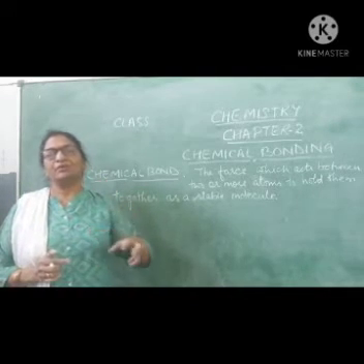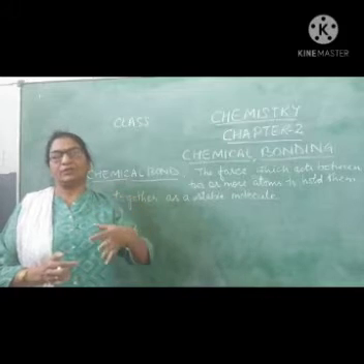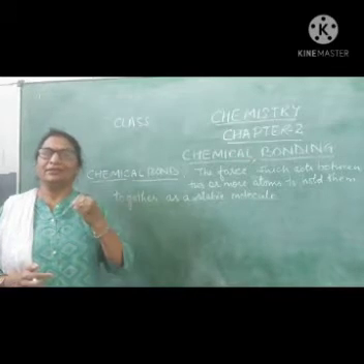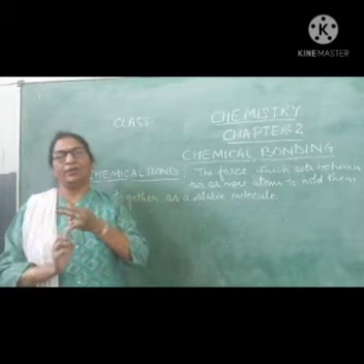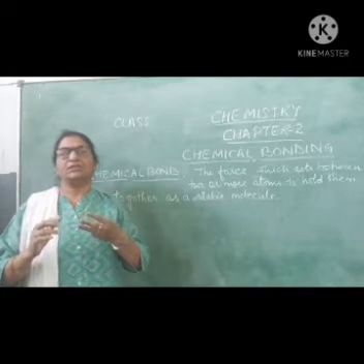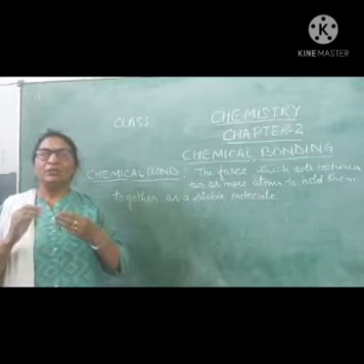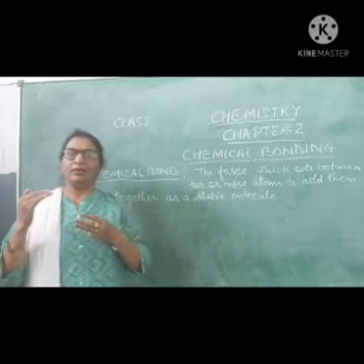So on the basis of this transfer of electrons, there are three types of bonds. First is the electrovalent bond, then the covalent bond, and the coordinate bond. Today we will discuss only the electrovalent bond and the covalent bond.